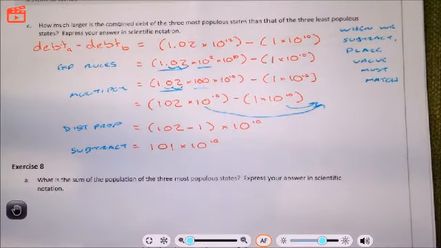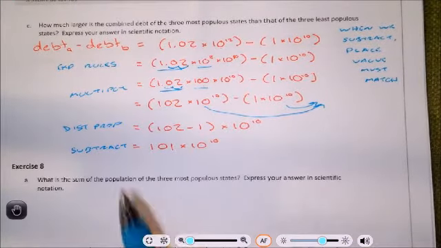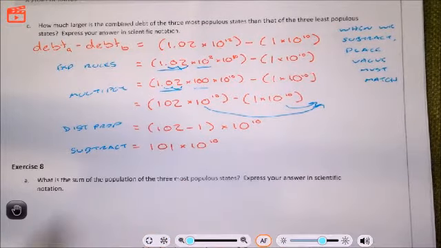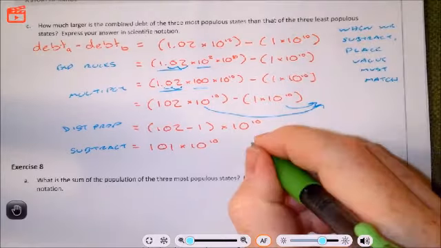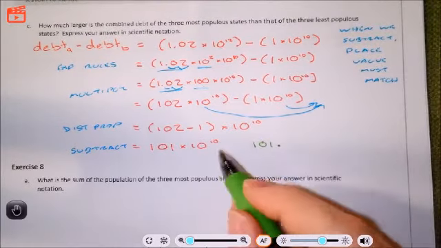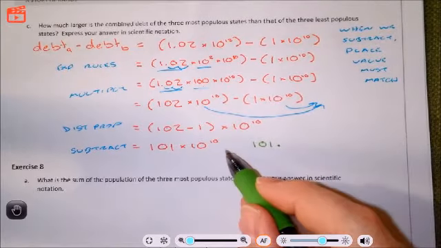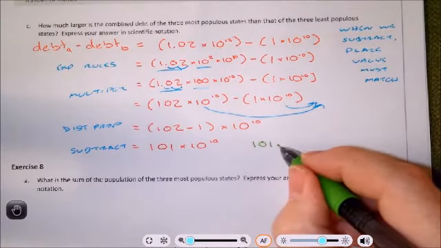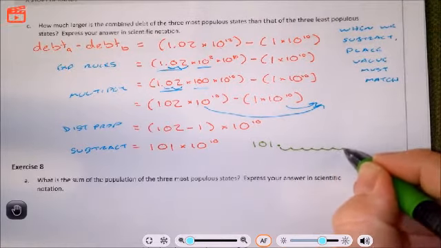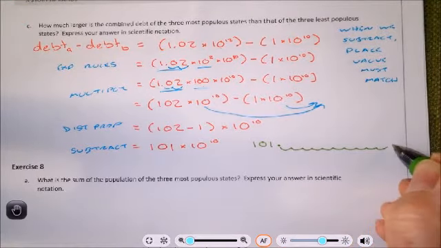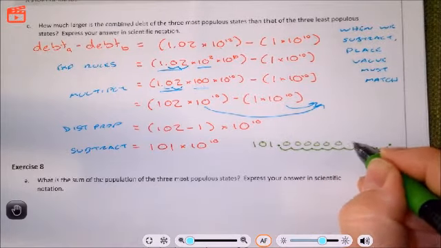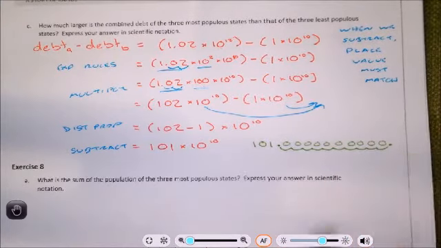But this answer still is not in scientific notation because 101 is not less than 10. It has to be less than 10. So we have 101, and there's the decimal. And we're making it 10 place values bigger because the exponent is a 10. So move it 10 place values. 1, 2, 3, 4, 5, 6, 7, 8, 9, 10. So that is the number in standard notation.